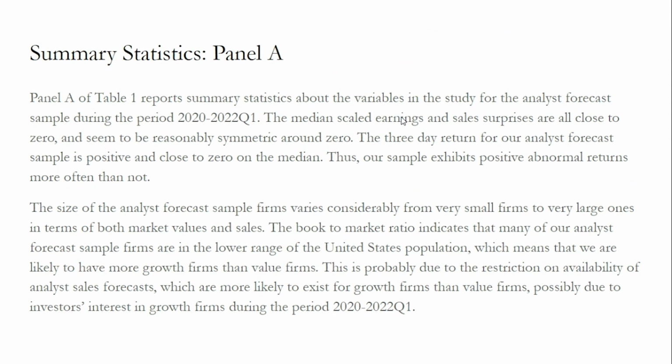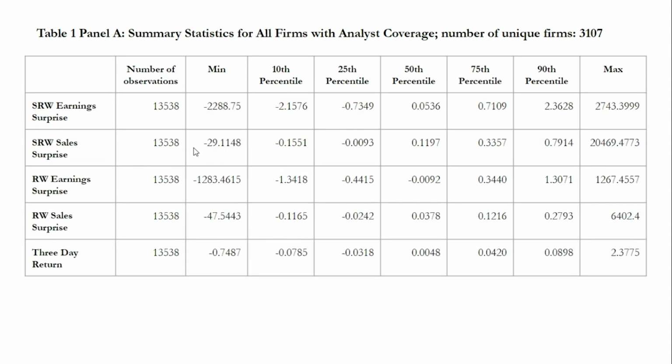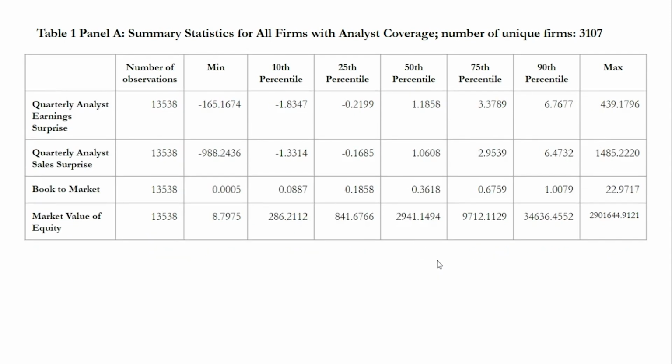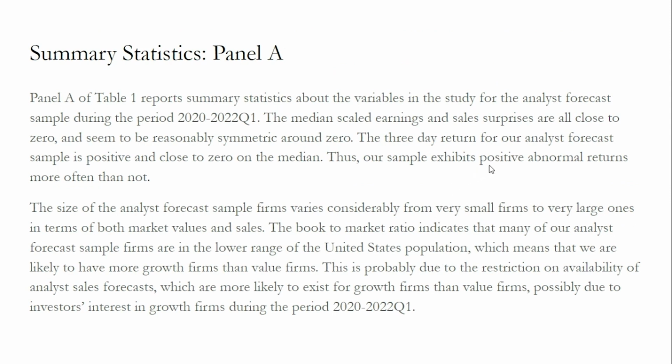The 3-day return for our analyst forecast sample is positive and close to zero on the median. All right, so now let's go look at the 3-day return variable. And sure enough, it is at the 50th percentile, very close to zero. This is 0.48 basis points, so this is about 1/2 of 1/100th of 1%, and that is very close to zero. Thus, our sample exhibits positive abnormal returns more often than not. Because the median is positive, it means that more than 50% of the sample of 3-day returns are positive. But as we said, it's very close to zero.